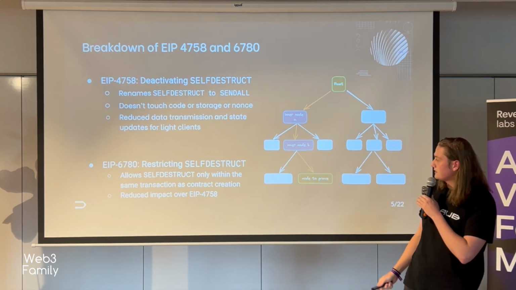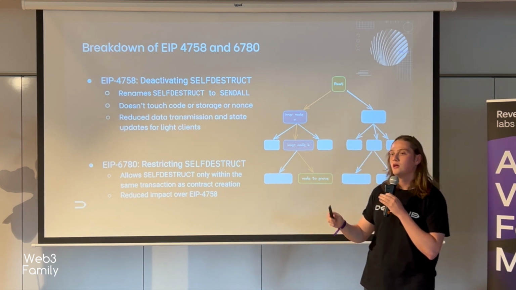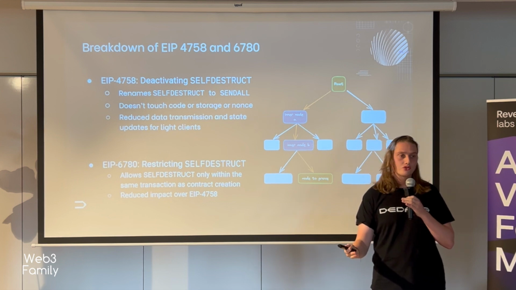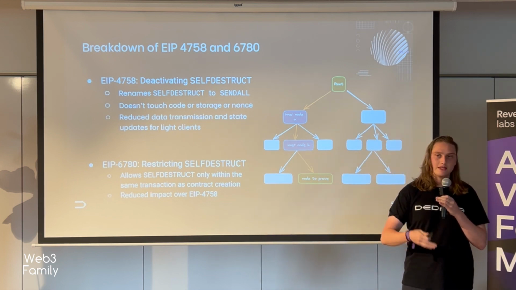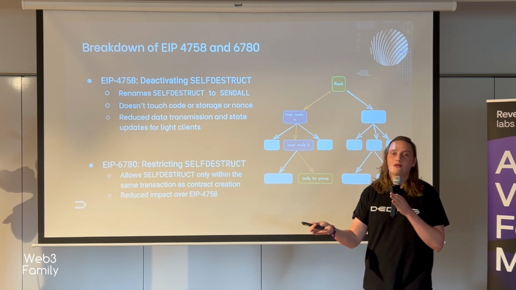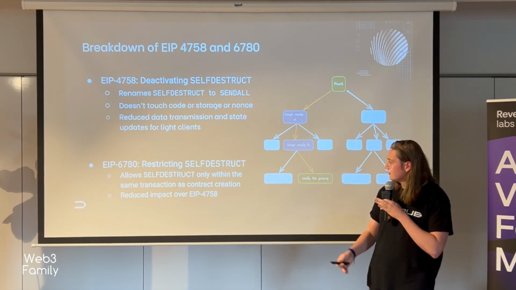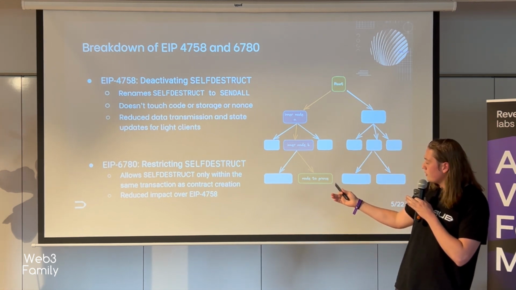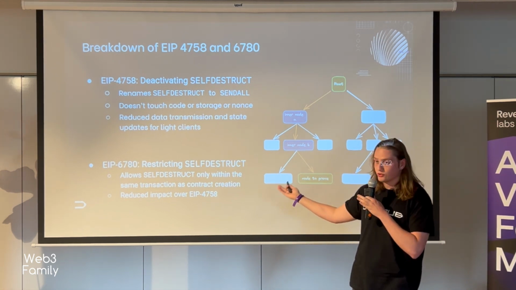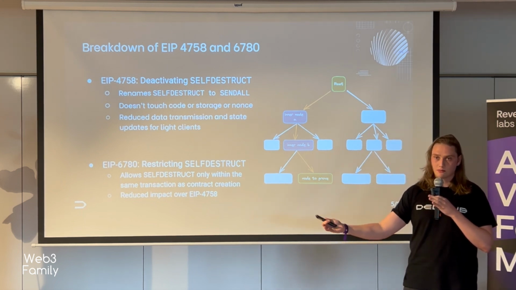EIP 6780, basically it's the same EIP as 4758. But what we do is we allow self-destruct if the contract is created inside the same transaction. The reason it's okay is because it's still bounded to the state update size of a single transaction. The reason that this was proposed is because it actually has a reduced impact, and actually we saw this being used in practice in some protocols.